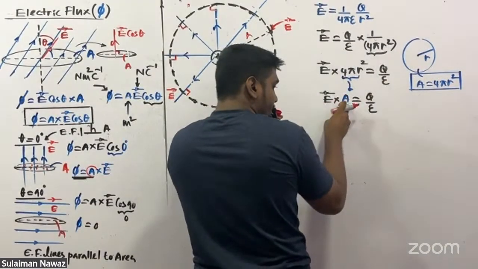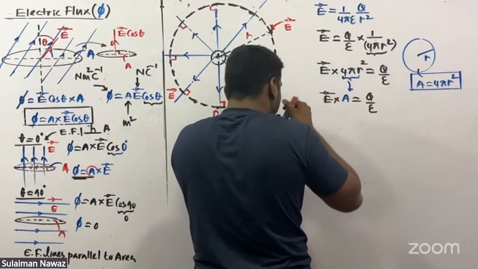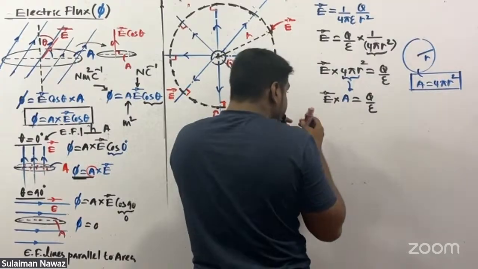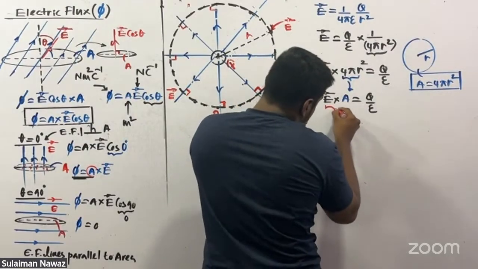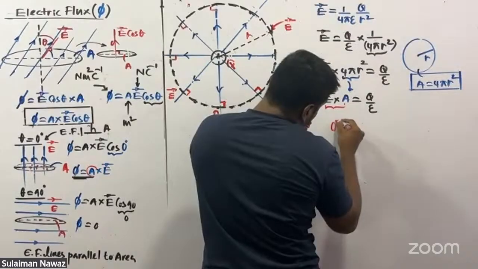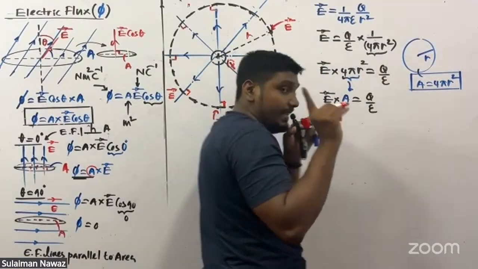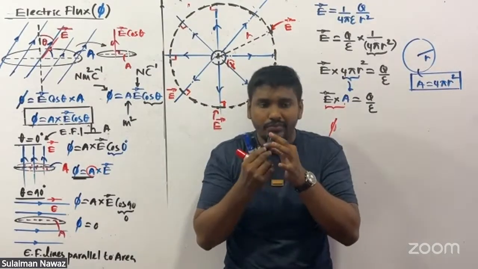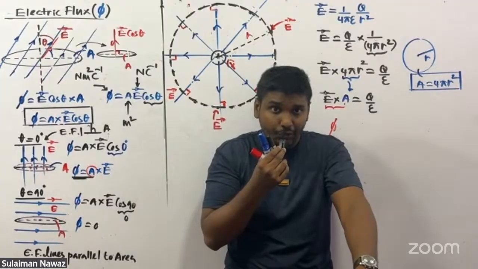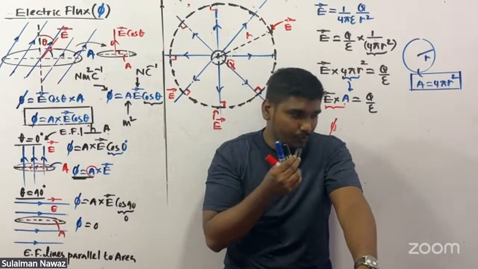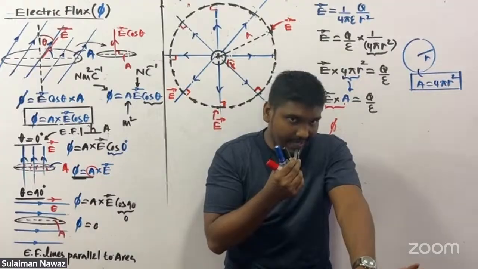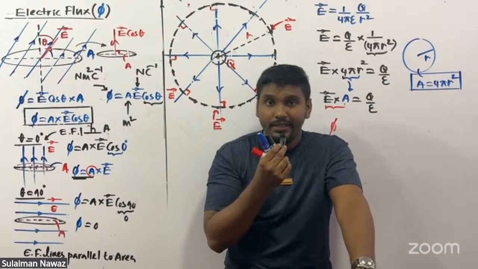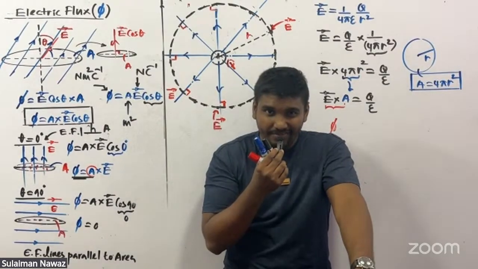Capital E into capital A means what? That is the electric flux. Capital E into capital A means nothing but electric flux. Simply, that is the electric flux of the electric field passing through a spherical area due to a point charge of plus capital Q. Basically, it is the electric flux in an electric field of a point charge, right?